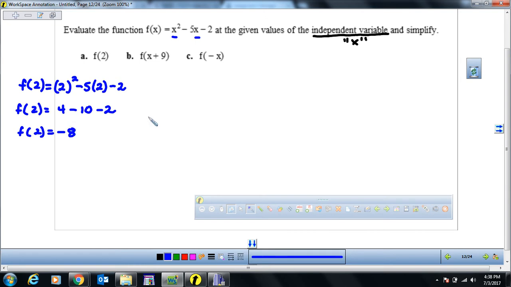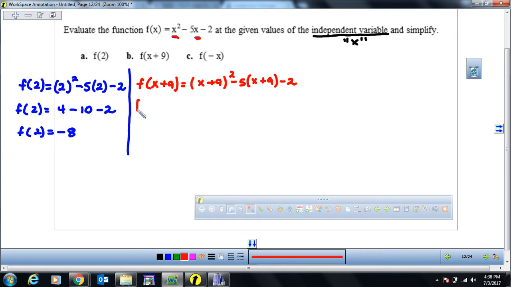Okay. Now, the next situation. Now we want to find this function value, f of x plus 9. That means that we want to find the value of y when x is replaced with x plus 9. So we need to replace both of these x's with this expression, x plus 9. So instead of x squared, we're going to put x plus 9 squared. Instead of minus 5 times x, it's going to be minus 5 times x plus 9, and then minus 2. Every x here was replaced with the x plus 9.